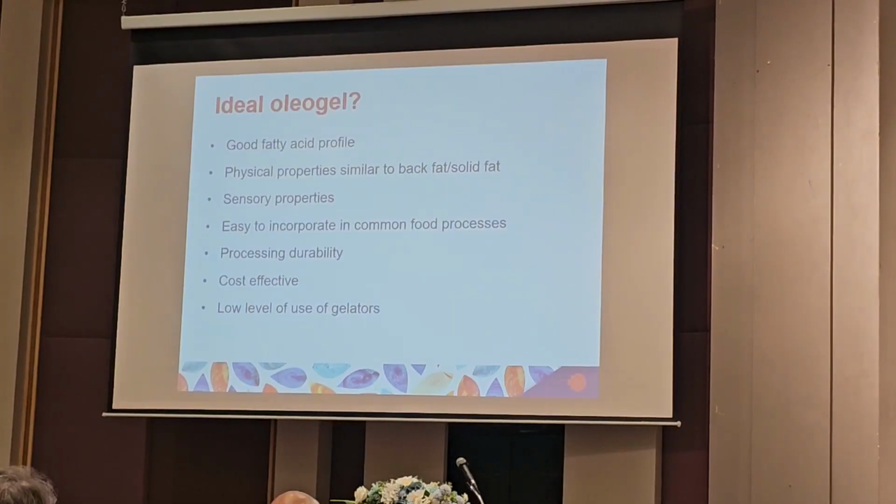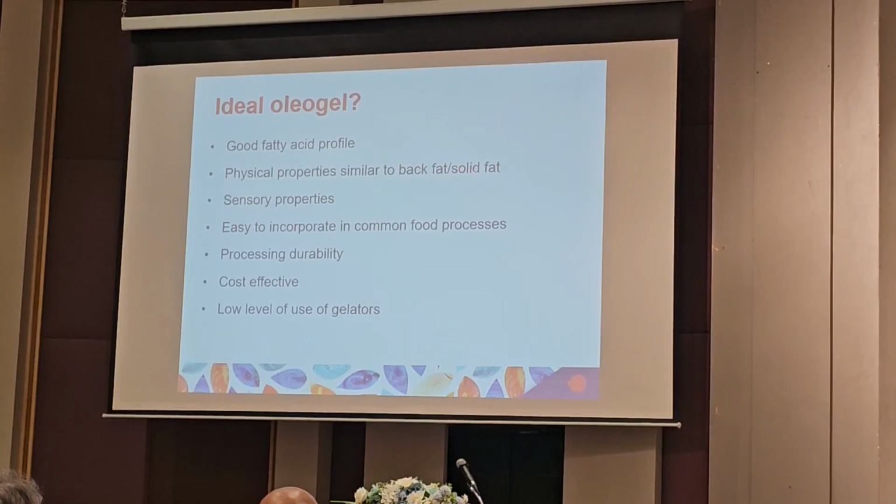Ideal oleogels of this type have good fatty acid profiles. That depends on the type of oil we use. It could be rice bran oil or canola oil or any oil that we are looking for. We are looking for physical properties similar to back fat or solid fat for specific usage and application. Of course, sensory properties in terms of melting and all that are very important, and processability is important. If we make an oleogel and put it through the process and it suddenly breaks down, there is no use of it. And of course, cost is always very, very important for the industry if we want to upscale.